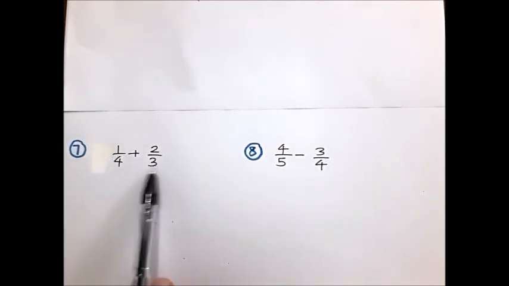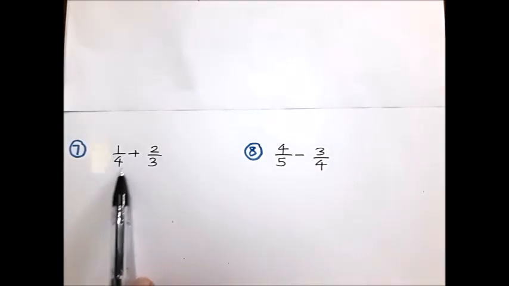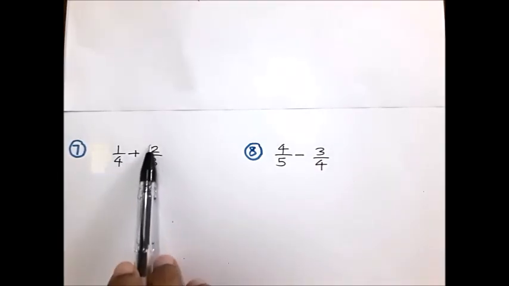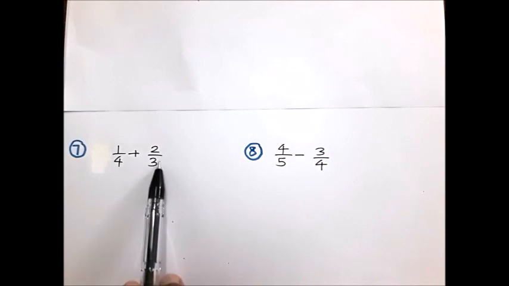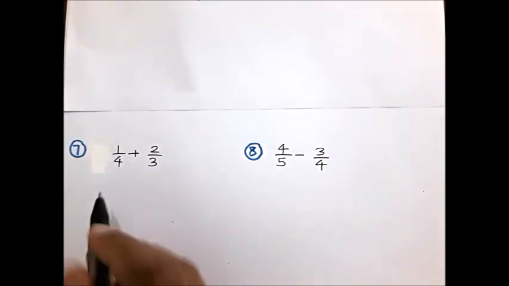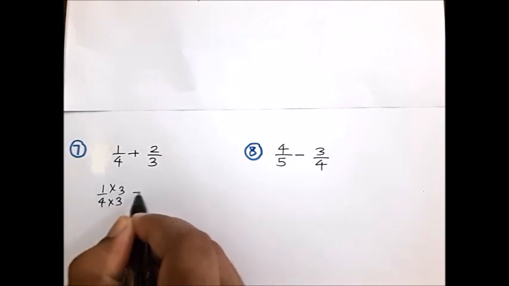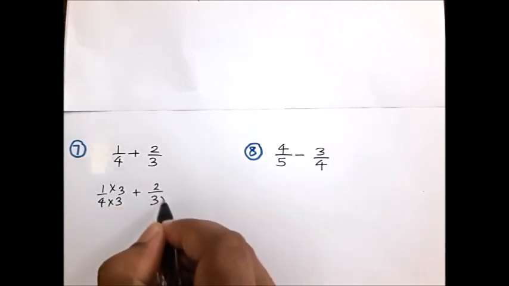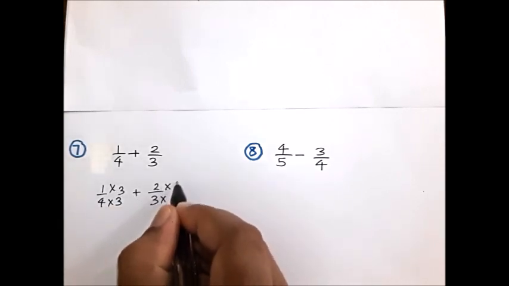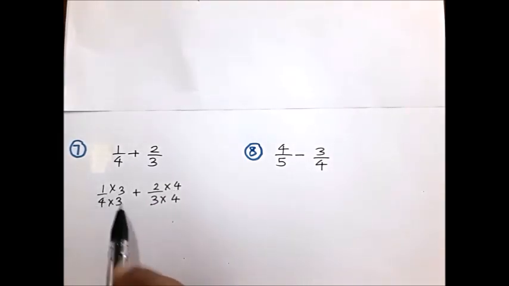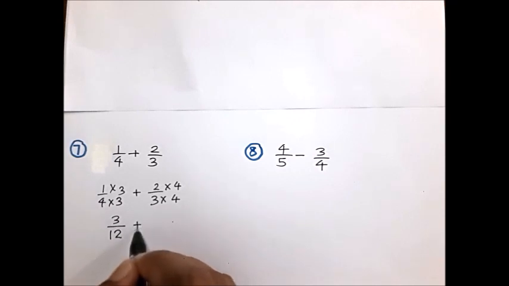I am going to convert both into 12. Multiply this one by 3. I am going to convert this denominator into 12 by multiplying this one by 4. 1 over 4 multiply both numerator and denominator by 3. 2 over 3 multiply both numerator and denominator by 4. 1 multiplied by 3, 3. 4 multiplied by 3, 12. 2 multiplied by 4, 8. 3 multiplied by 4, 12.